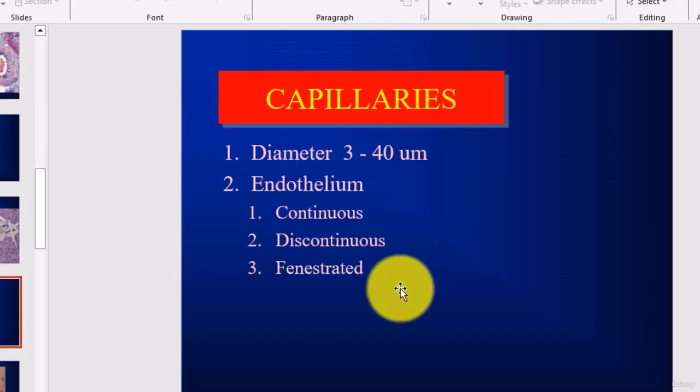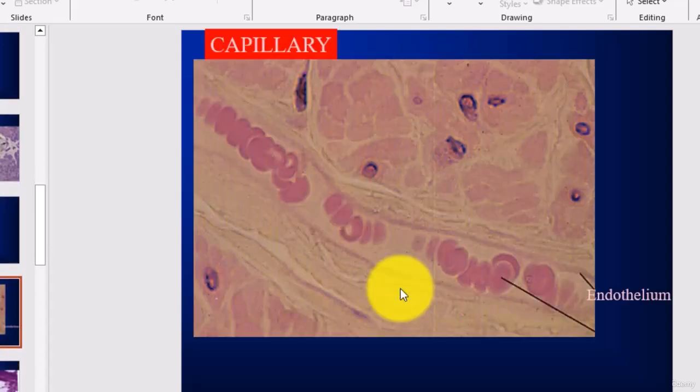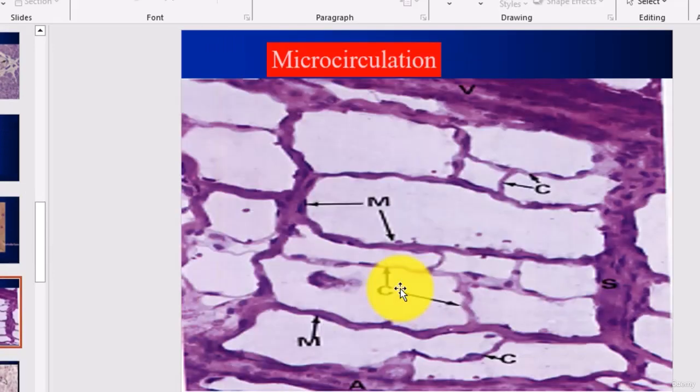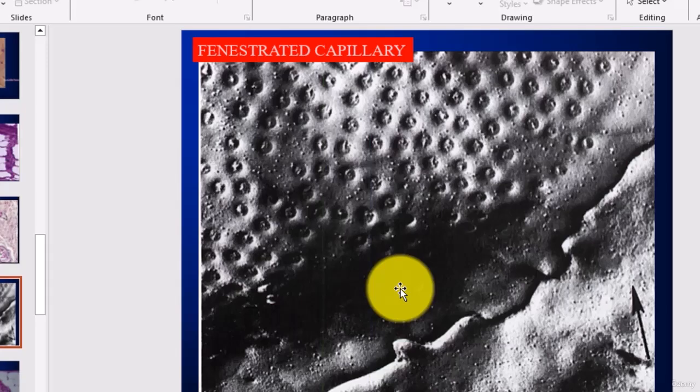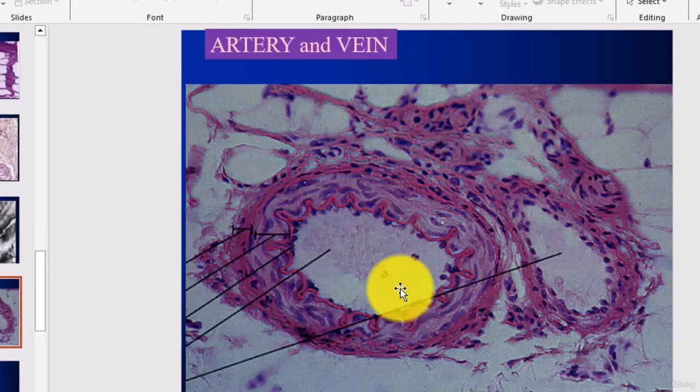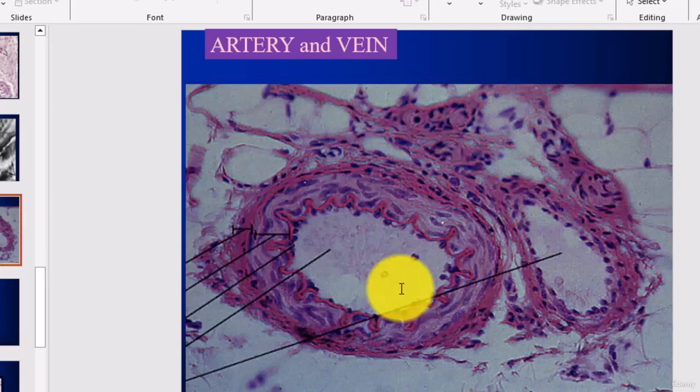Arteriole and venule. Capillaries, diameter 3 to 40 micrometers, endothelium either continuous or fenestrated. Capillaries, microcirculation. Fenestrated capillary. Artery and vein: the difference between artery and vein.